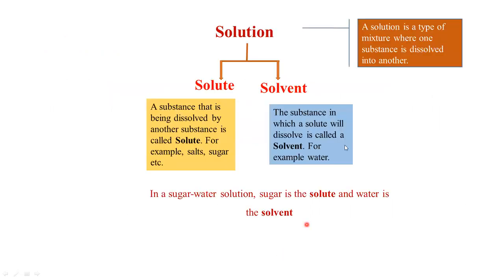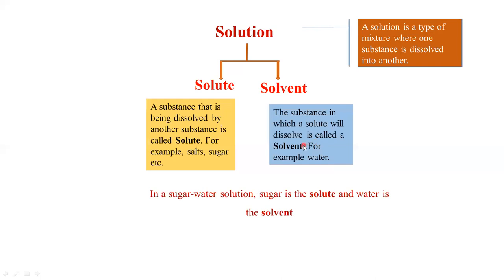First of all, you should know what are solutions. A solution is a type of mixture where one substance is dissolved into another. So here are two main components of solution. Number one, solute, and number two, solvent. Solute is a substance that is being dissolved by another substance. For example, salts, sugar. And the solvent is the substance in which the solute will dissolve.